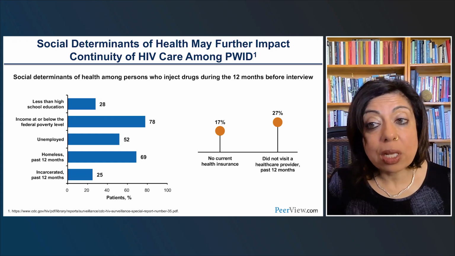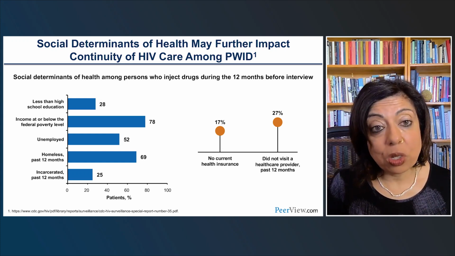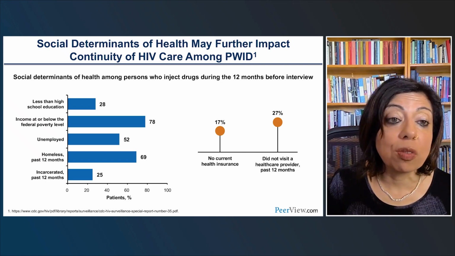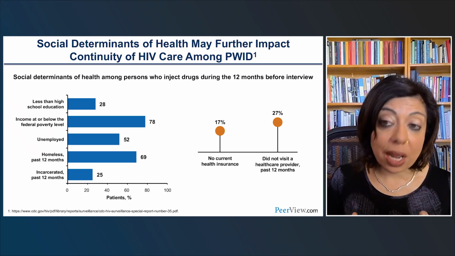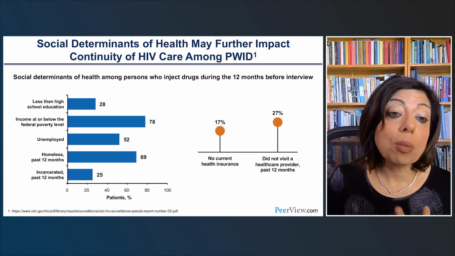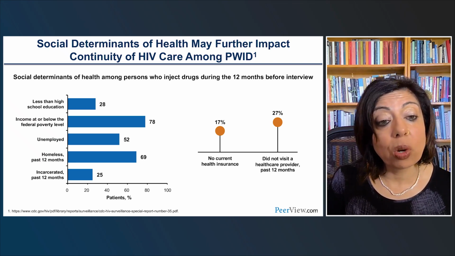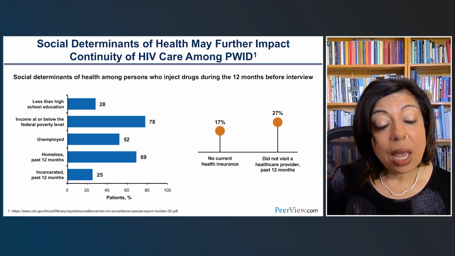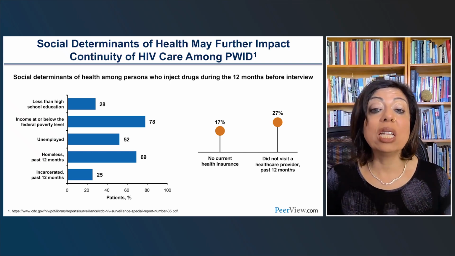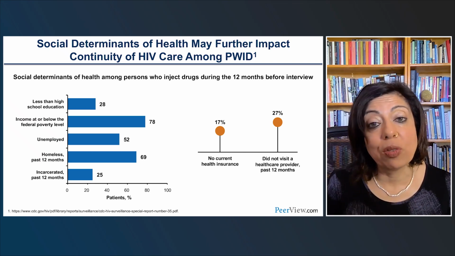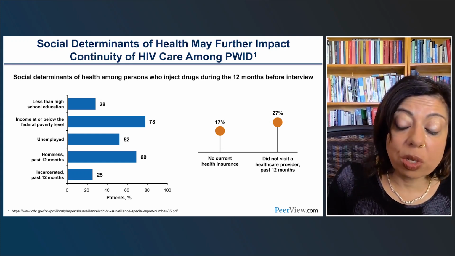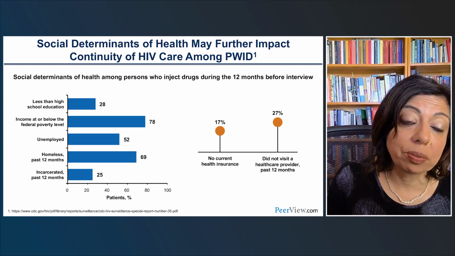There are other social determinants of health that overlap with substance use that can also impact the continuity of care among people who inject drugs and have HIV. These other social determinants go hand in hand with substance use, and they can be having less than a high school education, having an income that's below the federal poverty level, being unemployed, being homeless, especially in the last 12 months, being incarcerated in the last 12 months, and also going in and out of insurance. So all of these are overlapping risk factors for people who inject drugs and who are at risk of or living with HIV for suboptimal prevention or treatment outcomes.